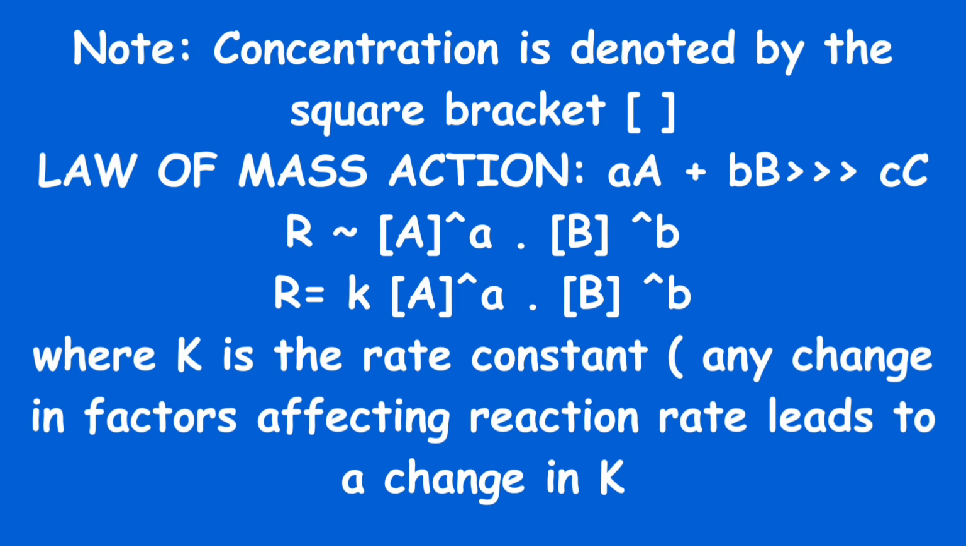Now, from the law of mass action, we have the reactant species and their coefficients or their molecules. It states that the rate of reaction is directly proportional to the product of the concentrations of the reactants raised to the power of their exponents or indices, of which K is the rate constant. Any change in factors affecting reaction rate, like temperature, catalyst, or pressure, also leads to a corresponding change in K.